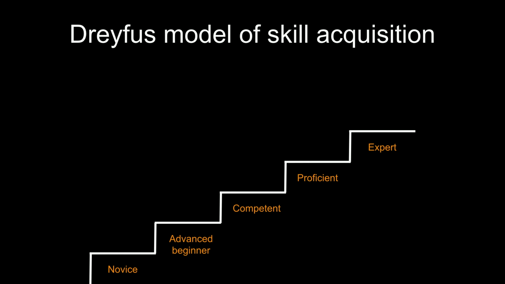We will start our session with this one, the Dreyfus model of skill acquisition. In the 80s, the brothers Dreyfus came up with this theory of how students or people in general learn stuff, how they acquire skills. They came up with a couple of steps in a ladder like this, starting with novice, advanced beginner, competent, proficient, and expert. So we have our nice little Java developer, which happens to be an expert.